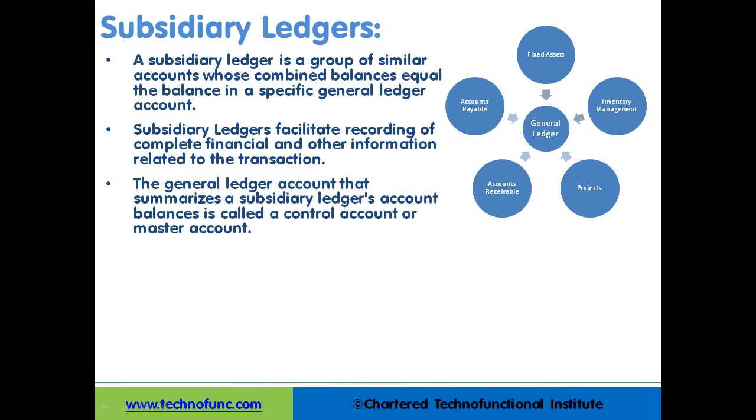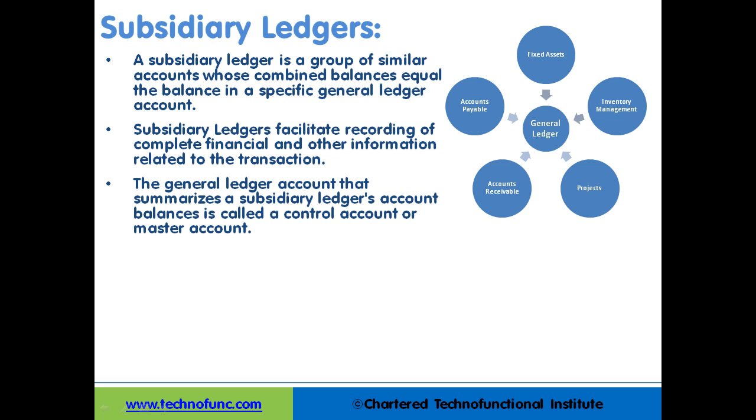Slide 3. Subsidiary ledgers. Balances in General Ledger are often supported by various subledgers. A subsidiary ledger is a group of similar accounts whose combined balances equal the balance in a specific General Ledger account. Subsidiary ledgers facilitate recording of complete financial and other information related to the transaction. To give you an example, in the fixed assets subsidiary ledger you can find all the details pertaining to fixed assets owned by the company.